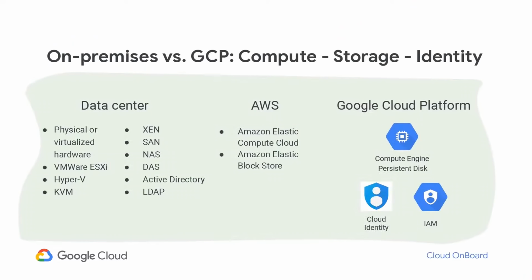The first thing we will talk about is compute, on-prem versus GCP. Compute, storage, and identity are the three things that you would always need when you are running an application. One is compute, like your vCPU and RAM. Then you would need storage. Where are you going to store your app data or anything that requires storage? And finally, identity: who can do what.